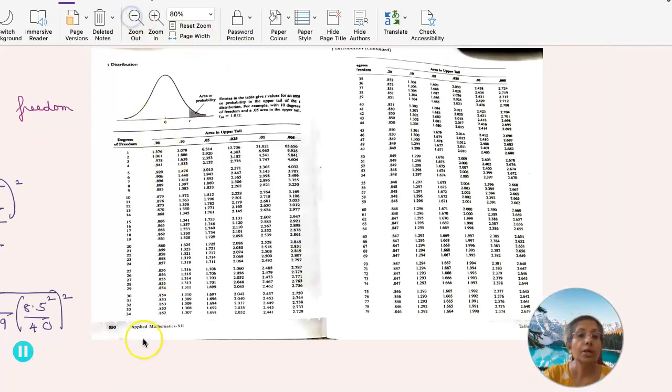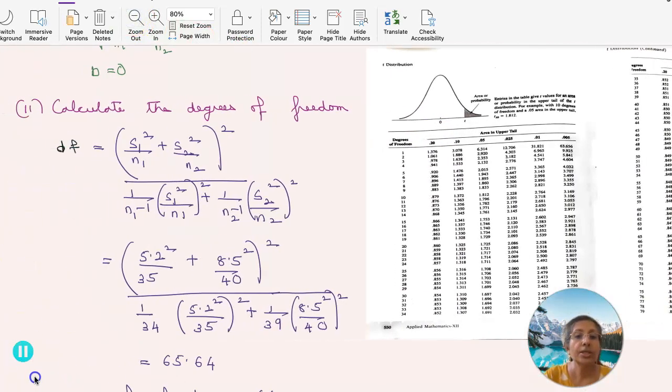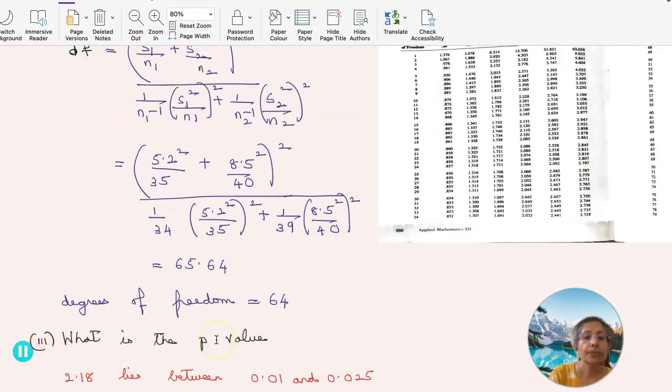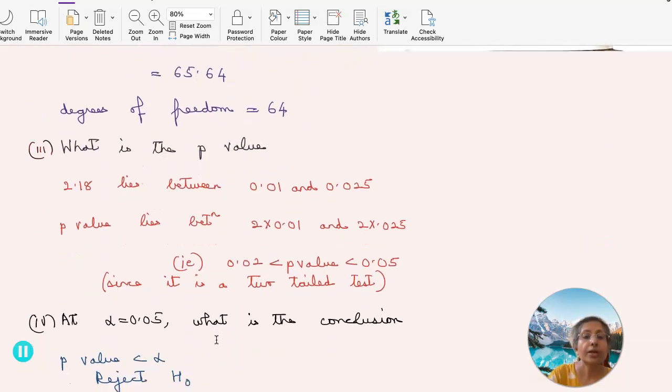So coming back to the question, your 2.18 lies between 0.01 and 0.025, and since it is a two-tail test, the p-value will lie between 2 into 0.01 and 2 into 0.025. So you need to remember this: when it is a two-tailed test, you will multiply it by 2. So p-value lies between 0.02 and 0.05.